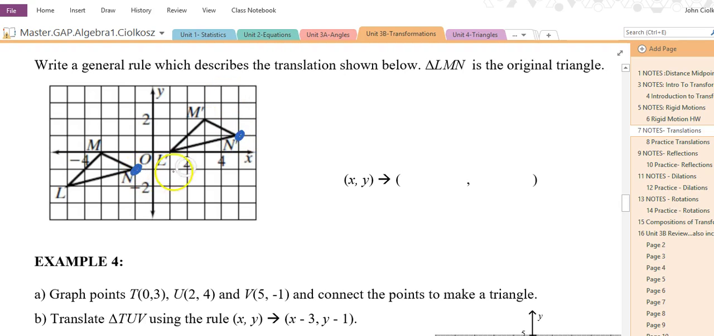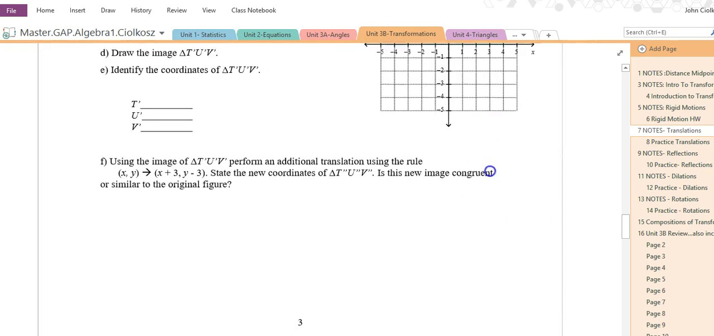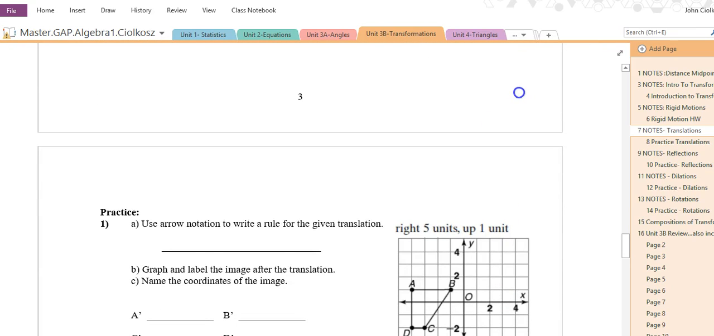It looks like I'm moving to the right to get to n prime here by going 1, 2, 3, 4, 5, 6 spaces. So that's right, so it's plus 6. Then I'm going up 1, 2 to get to that point. So that'd be y plus 2. Had we moved down and left, they'd both be subtracted. From here, we should be good to go.